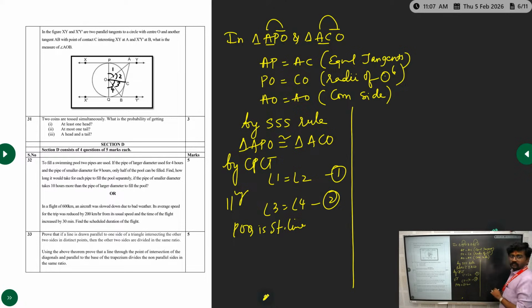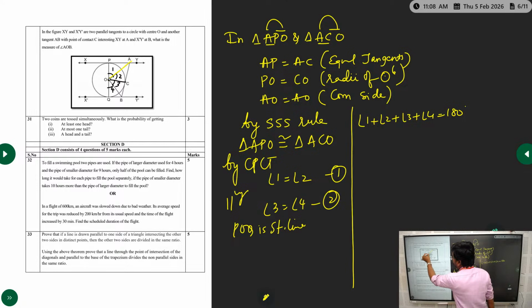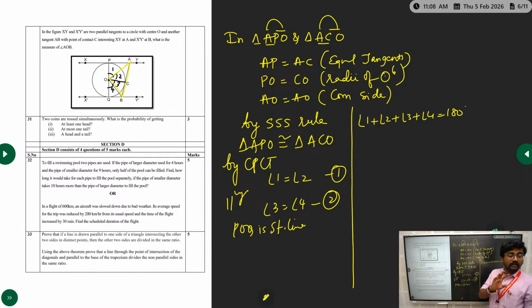Sum of all the angles on a straight line is how many degrees? 180. So I will say 1 plus 2 plus 3 plus 4 is equal to 180 degrees. Now, what should I find? Angle AOB. Which are the two angles in this triangle? Then what is important for me? Angle 2 and angle 3. Then how to remove 1 and 4? In place of 1, you substitute 2. In place of 4, substitute 3. So 2 plus 2, 3 plus 3 is equal to 180.